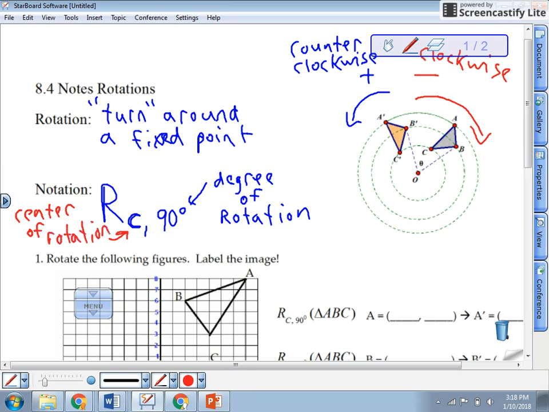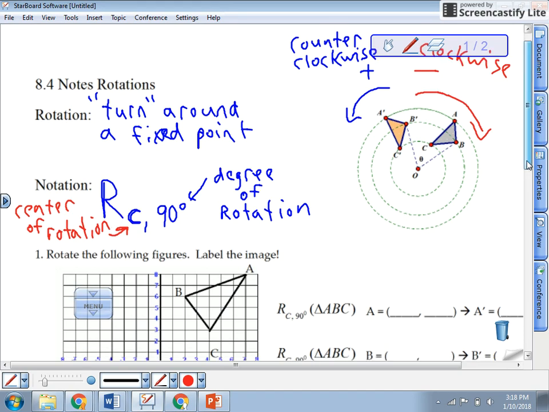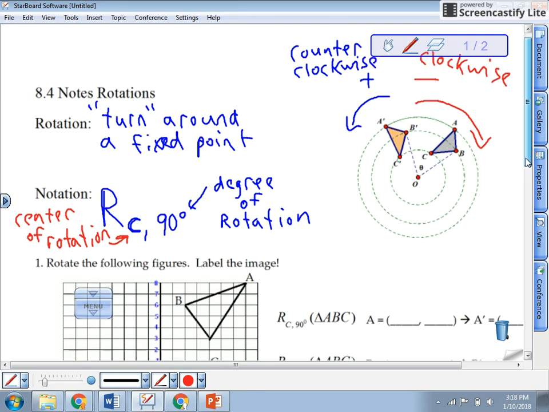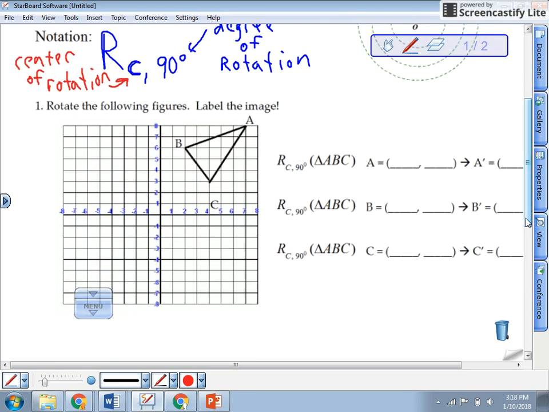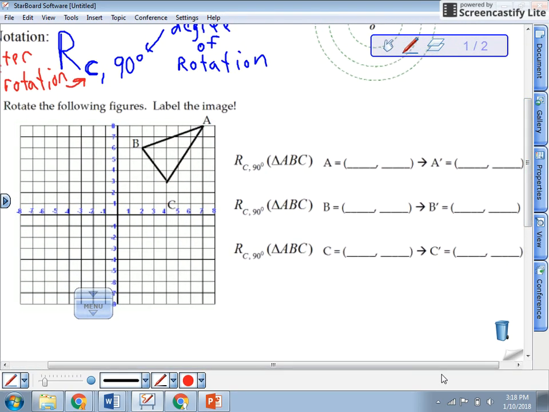So there you go. There's the notes on rotation. The big thing is positive is counterclockwise versus negative is clockwise. So here we go. Let's rotate the following figures, and label the image. First thing, I got to fix a mistake. This is all rotated around O. That should not be a C, that should be an O, just in case. O represents the origin.